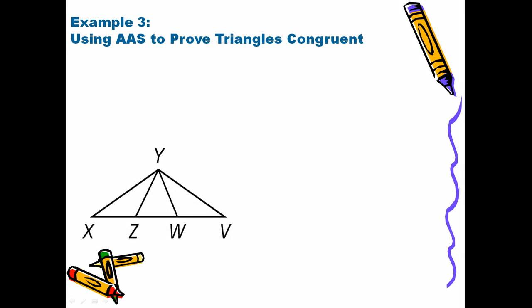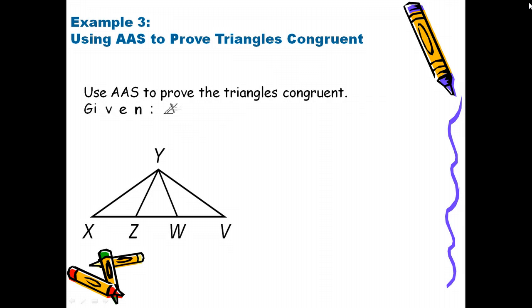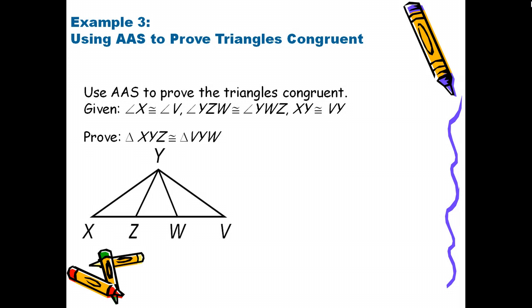So let's use the angle side angle to prove triangles congruent. And you see we have a big triangle with 3 small triangles inside. We want to use angle side angle to prove the triangles congruent. And we're given that angle X is congruent to angle V, YZW is congruent to YWZ, and XY is congruent to VY. We want to prove that triangle XYZ and VYW are congruent.